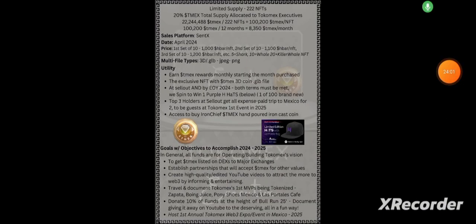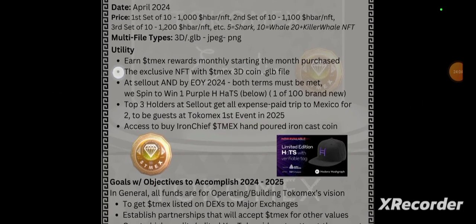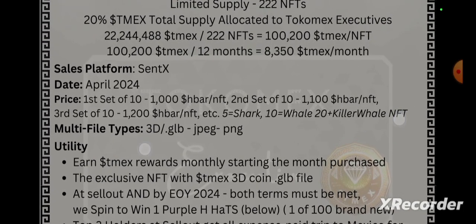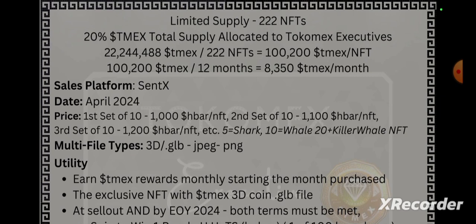So, as you see, these are our biggest believers, and they earn the highest distribution. And this is the breakdown. So there's 222. It's limited. 20% of the total TMEX supply is allocated to the Tokomex executives. That's over 22 million TMEX divided by 222. That's just over 100,000 TMEX per NFT. This is paid out over a period of 12 months, which is just over 8,000 TMEX tokens per month.